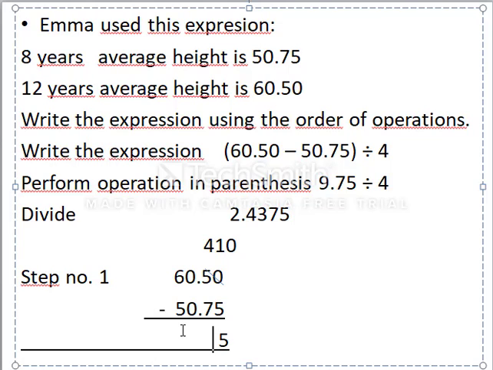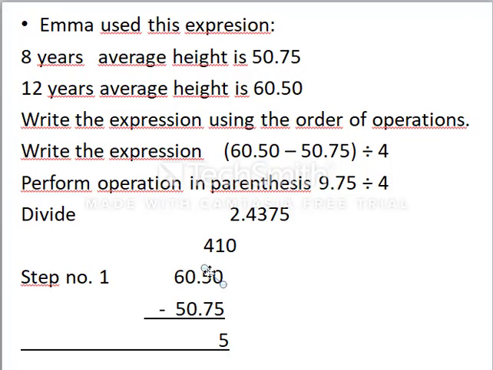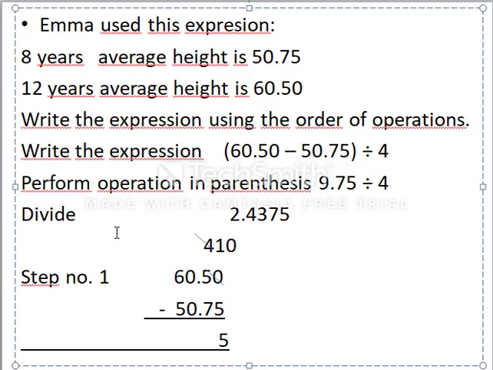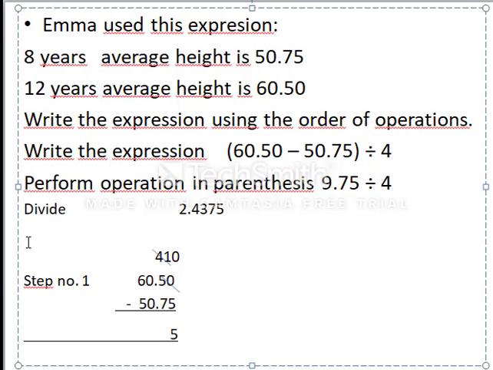4 minus 7, can you subtract 7 from 4? No, you cannot subtract 7 from 4. So this 4 is not 4 anymore. Now this 4 will be 14. And this 0 will regroup to the number 4. 14 minus 7 is equal to 7.